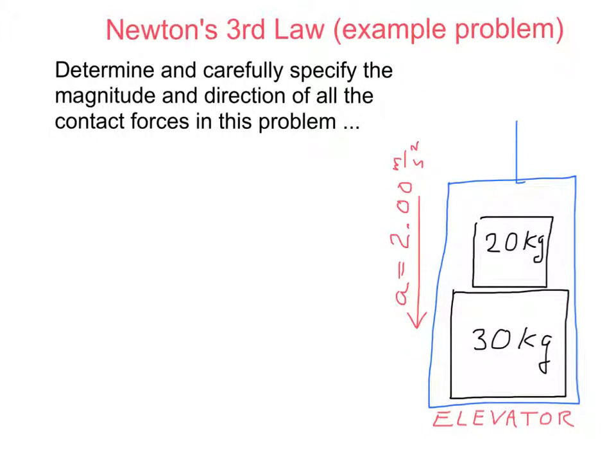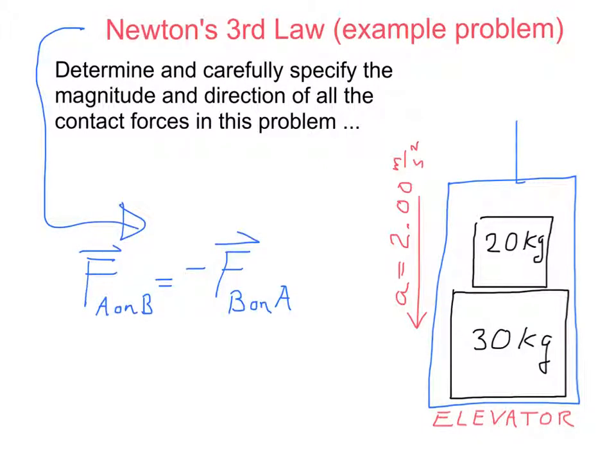Before we begin, I want to very briefly review Newton's third law. Newton's third law says that if you have two objects, let's call them A and B, the force vector that object A exerts on object B is equal in magnitude and opposite in direction to the force vector that object B exerts on object A.